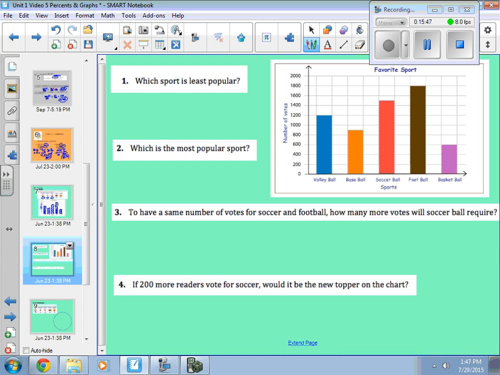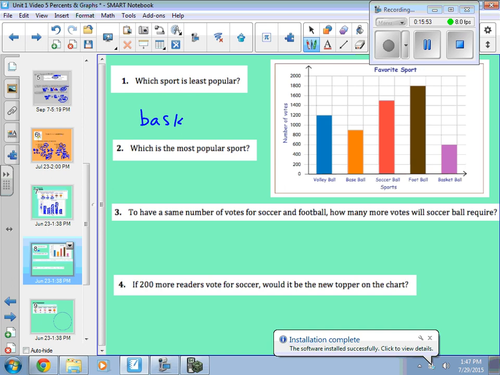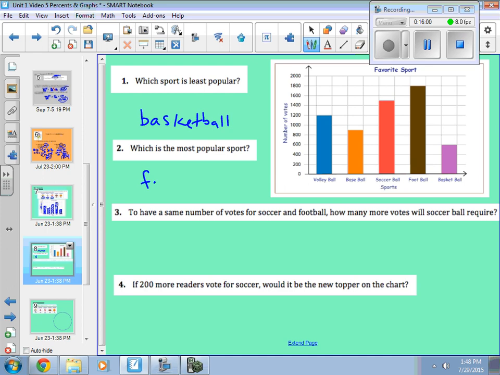For example, which is the least popular sport? Well, very easily you can see the bar for basketball is the lowest, so that would be the least popular in this survey. Which is the most popular sport? The tallest one, you can easily see, is football.